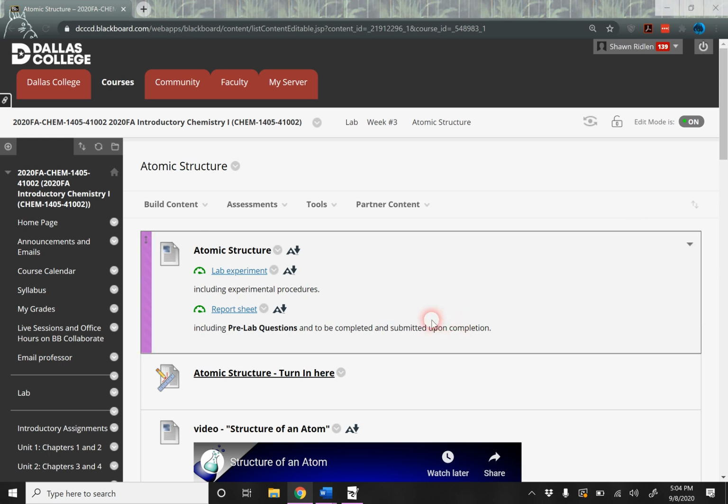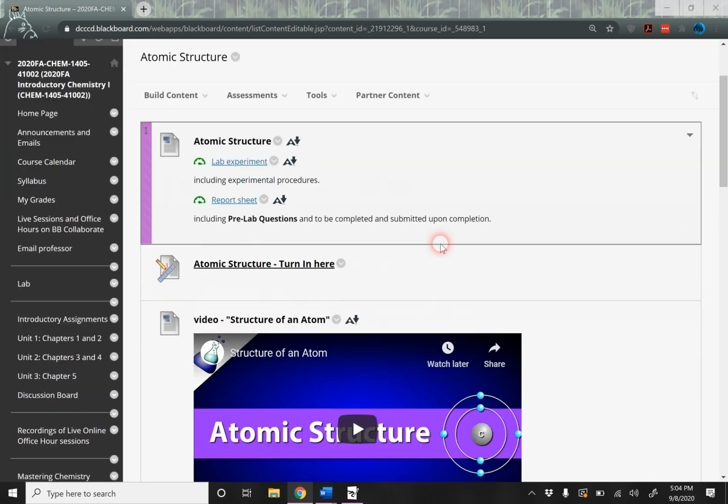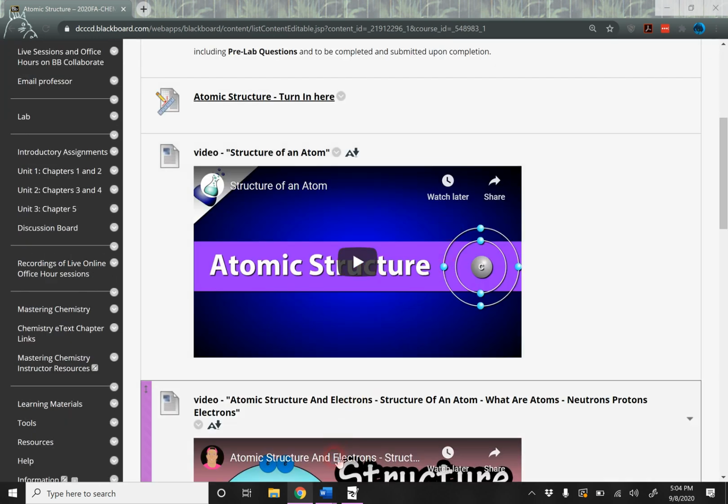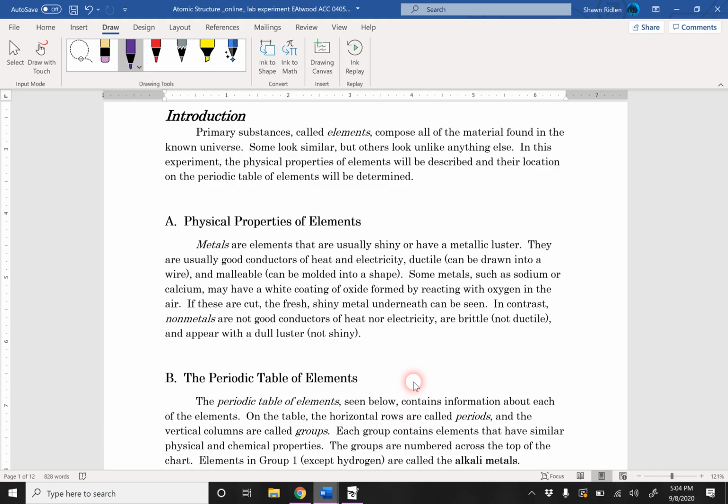So the first thing you'll see when you come to the blackboard is your lab experiment sheet, your report sheet which you'll turn in to me, and then a place to turn that in. Below that you'll see some videos that will help you with the various sections of the lab report. So firstly, let's jump into our experiment sheet and look at some of the different sections.